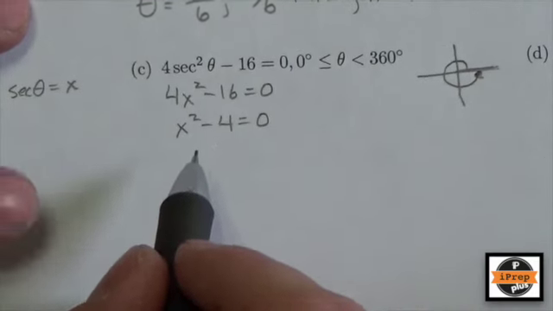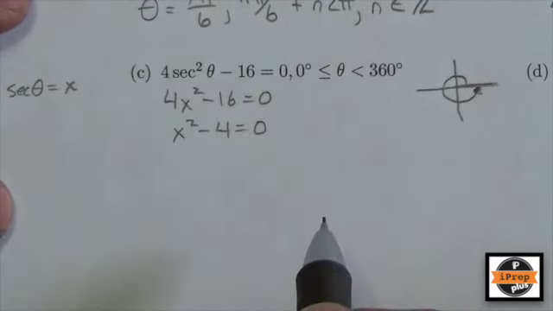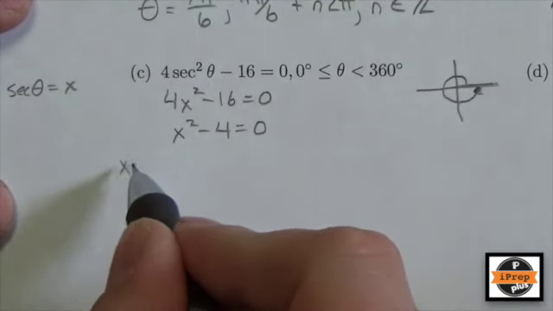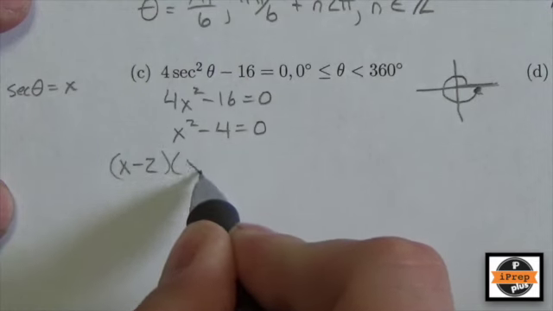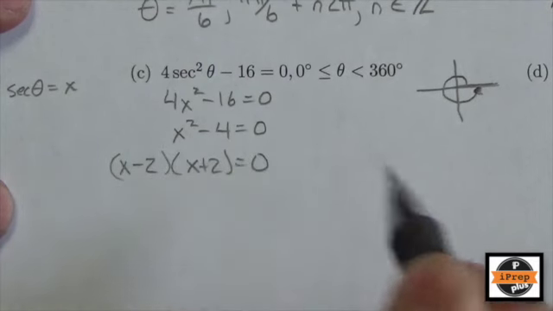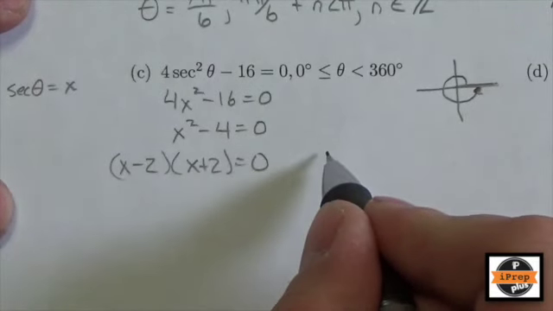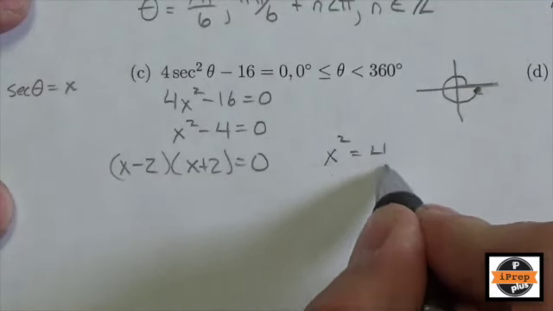Now, at this point right here, there's a couple of ways you can interpret this. Some of you are going to see this as a difference of squares. You would say that this is x minus 2, x plus 2 equals 0. And that's wonderful. Some of you are going to look at this and say, well, wait a minute, I could just say x squared is equal to 4.